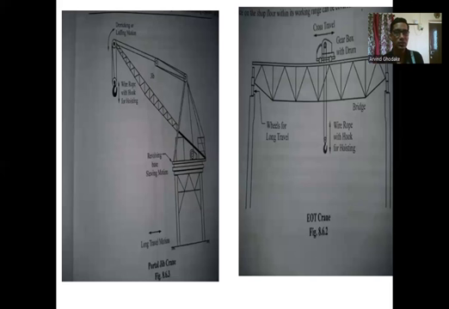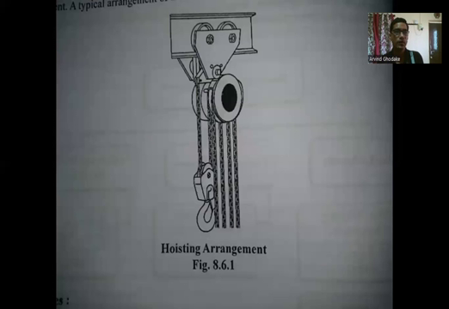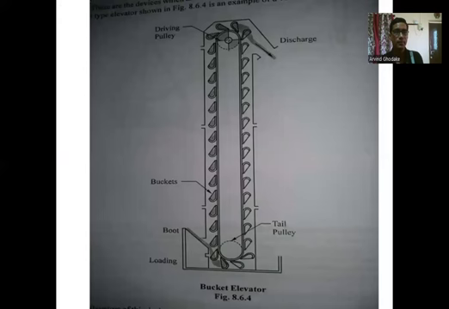So these are the examples of the portable jeep crane and EOT crane. This is the diagrammatic representation of the types of cranes. In the first diagram we have a portable jeep crane, and in the second one we have an EOT crane. Then this is the hoisting arrangement for the crane. This is the bucket elevator, which is one type of conveyor.